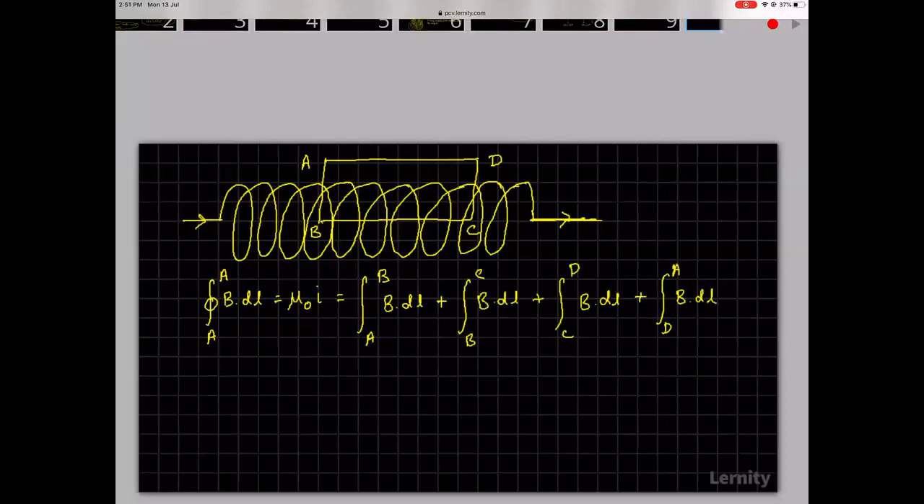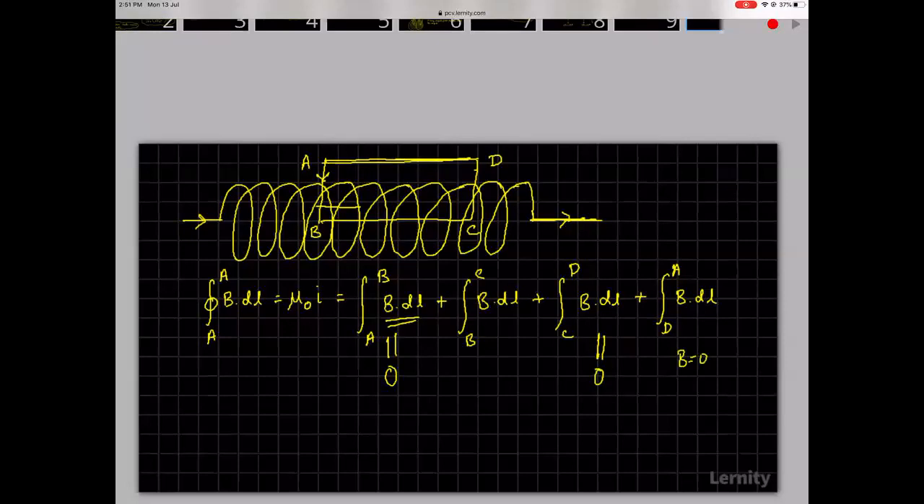Okay. Now here the dot product is 0. Why? Because current direction and magnetic field direction are perpendicular. So this is equal to 0. Same logic for this. So this is also equal to 0. Outside it is assumed that the magnetic field is 0. So because it is 0, this is also 0.